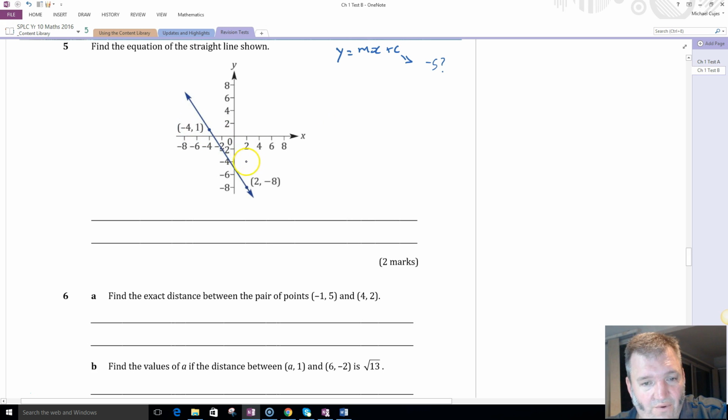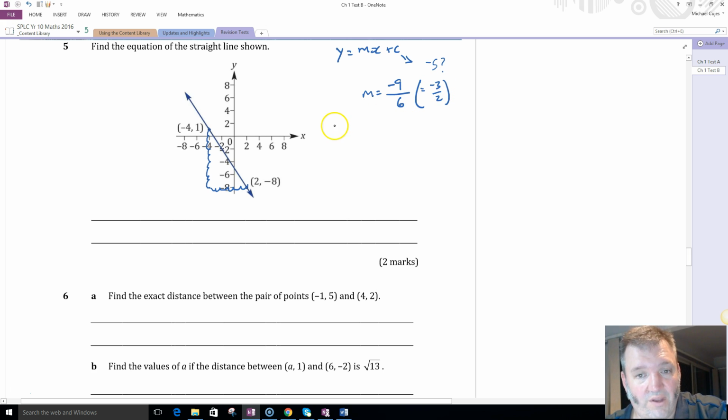I'm going from the point negative 4, 1 to 2, negative 8. So how far down have I gone? 2, 3, 4, 5, 6, 7, 8, 9. The difference between 1 and negative 8 is 9. That makes sense. So the gradient is the rise, which in this case is actually negative 9, divided by the run. How far across did I go? I went from negative 4 all the way to 2. So that's 1, 2, 3, 4, 5, 6. Negative 9 over 6, which you can simplify to negative 3 over 2, dividing top and bottom by 3. So now I know y equals negative 3 over 2 x plus c.